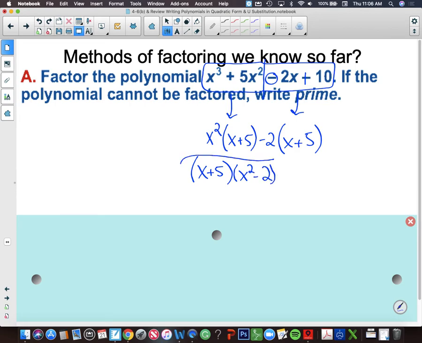And then, as you saw in your homework, after you do this, you want to double check to see if you can do anything else. So there aren't any other patterns here that we can do. There aren't any trinomials, so your base methods are out. But x squared minus 2 looks like it could be something, but since 2 is not a perfect square, you can't do anything.